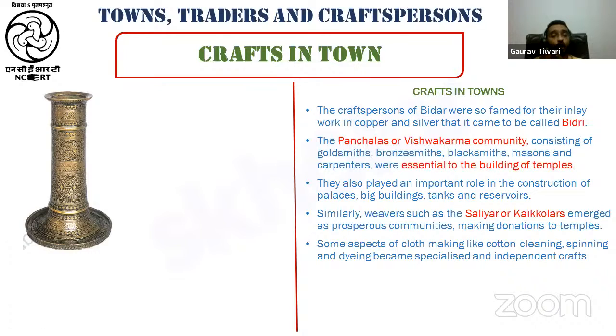Apart from that, two communities also became famous. They were the Panchalas or Vishwakarma community. Why did the community become famous? Because of the goldsmiths, bronzesmiths, blacksmiths, masons, and carpenters, and all of them were essential for building temples. They also played a very important role in the construction of big palaces and buildings. Carpenters and masons were necessarily indulged in these types of construction activities like building big palaces, tanks, and reservoirs.